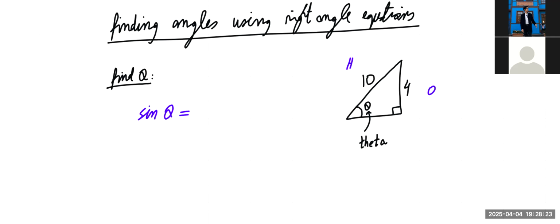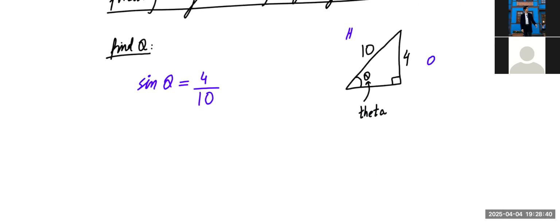Sine of my missing angle equals what? 4 over 10. Exactly. Now, I want you to always remember, never ever put a side here. This thing always has to be an angle, okay? I've seen people put sine of 4 over 10 for some reason, which is not allowed, okay? Now, how do you solve this equation?